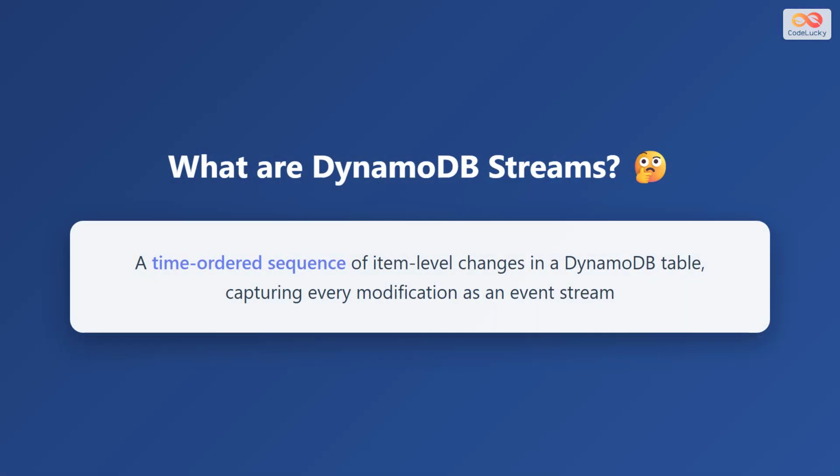DynamoDB Streams is a time-ordered sequence of item-level changes in a DynamoDB table. Think of it as a log that captures every modification made to your table. Whenever an item is inserted, updated, or deleted, that change is recorded as an event in the stream. These events are ordered by time, allowing you to process them in the sequence they occurred.